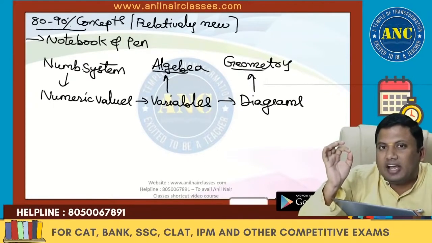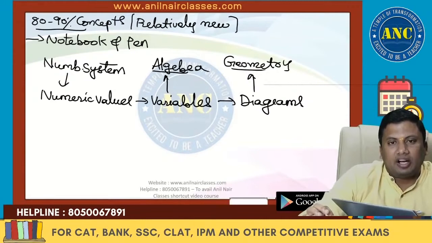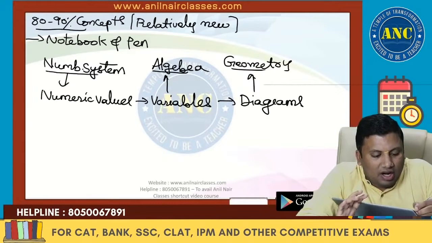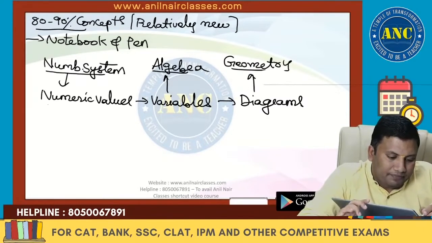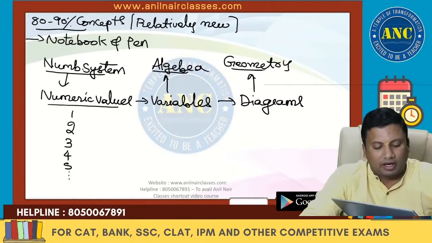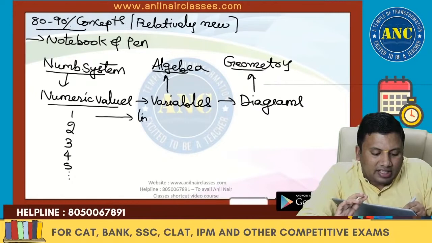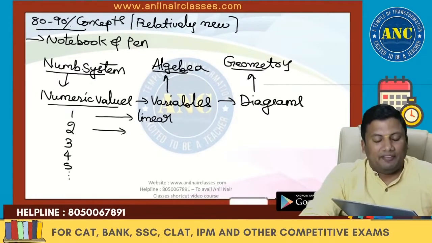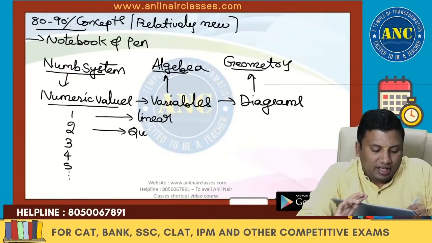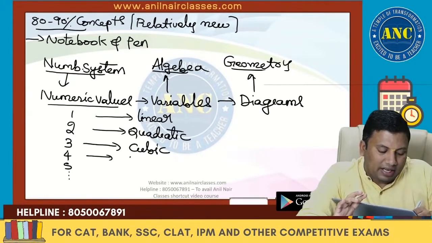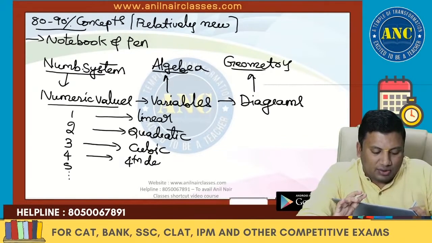If I represent elements using variables, it is called algebra. If I represent them using numerical values, it is called the number system. For example, 1, 2, 3, 4, 5 and so on. In algebra, degree 1 is an expression with degree 1 for a variable, which is a linear expression. Degree 2 is a quadratic expression, degree 3 is a cubic expression, degree 4 is a fourth degree expression and so on.